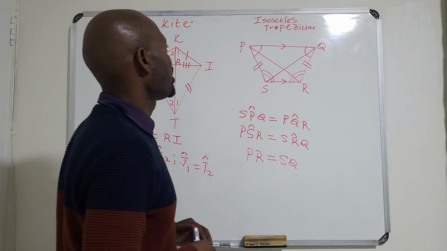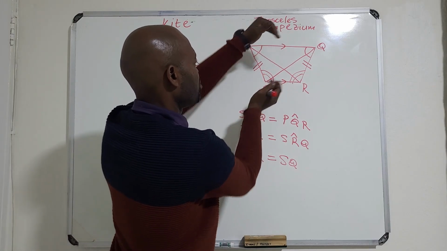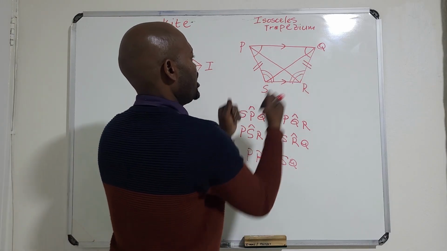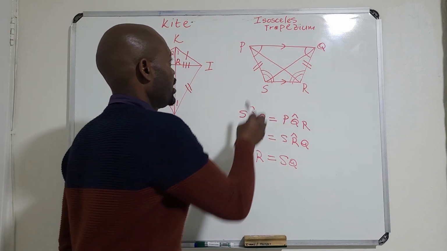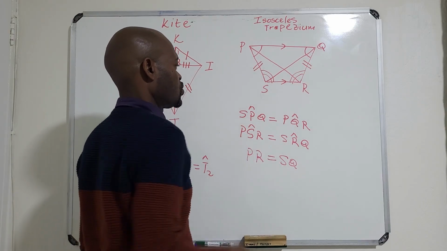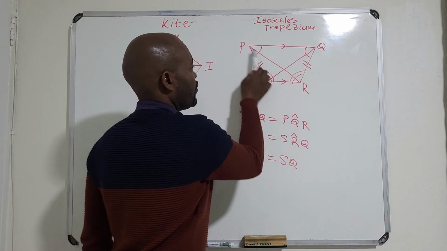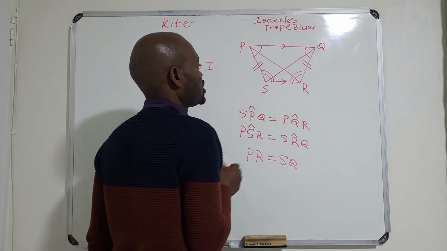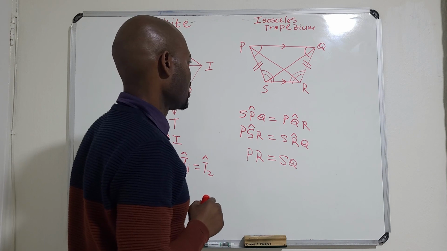An isosceles trapezium is a quadrilateral with one pair of opposite sides parallel and the other pair equal. This angle is equal to that angle there. This angle is equal to this angle there. Diagonals are equal. This diagonal is equal to that diagonal, but they don't bisect each other.